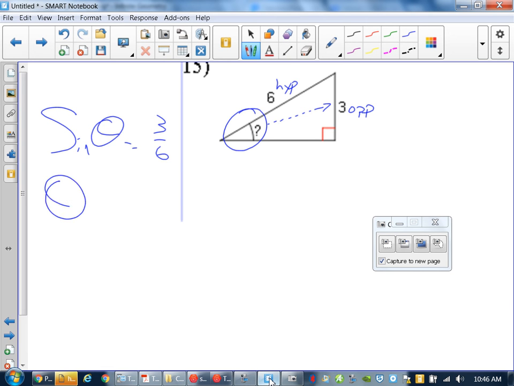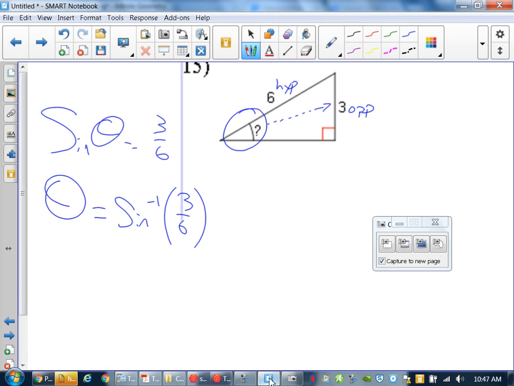So our theta, parentheses. Do you have to write 1/2? No. That's it. Press the button, you get 30. Why is it 30? Because when you have an opposite that's half of your hypotenuse, it has to be a 30-degree angle. No other triangle has that. Only triangles that have opposites that are half of a hypotenuse will be that.